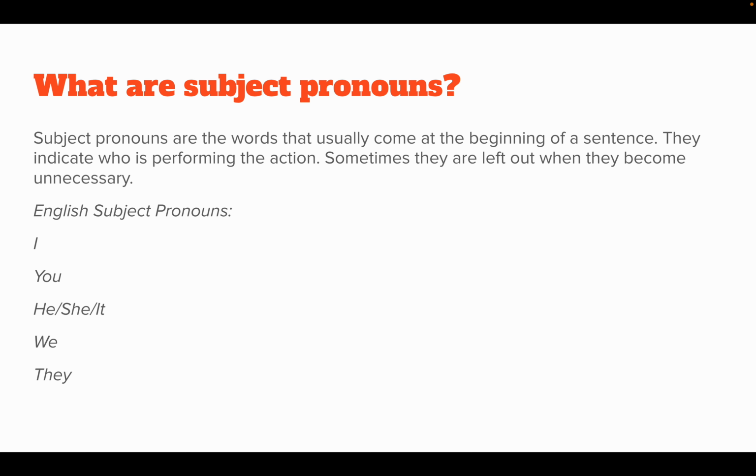Here are examples of the subject pronouns we have in English. I, you, and then we have the third person pronouns, he, she, or it. And then we have we and they. Speaking English, you are probably very familiar with these pronouns. We use them almost everywhere in English since we don't usually conjugate our verbs in English. We do on a few verbs, but usually not.